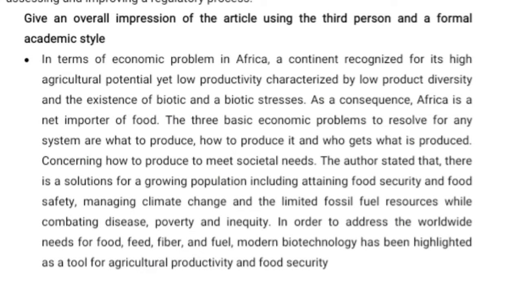to meet societal needs. The author stated that there are solutions for a growing population, including attaining food security and food safety, managing climate change and limited fossil fuel resources, while combating disease, poverty, and inequity. In order to address the worldwide needs for food, feed, fiber, and fuel, modern biotechnology has been highlighted as a tool for agricultural productivity and food security.